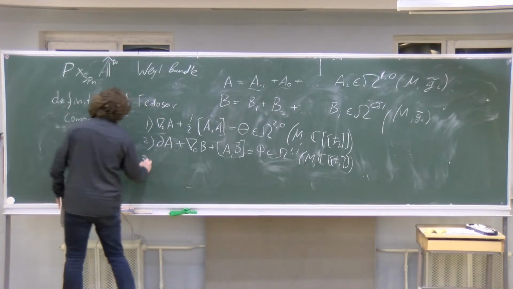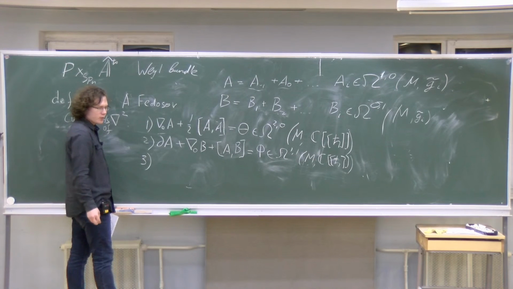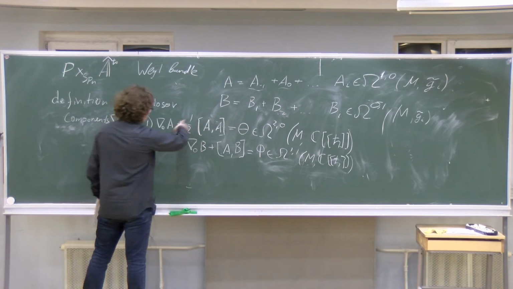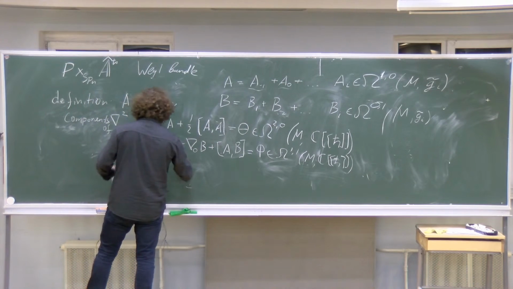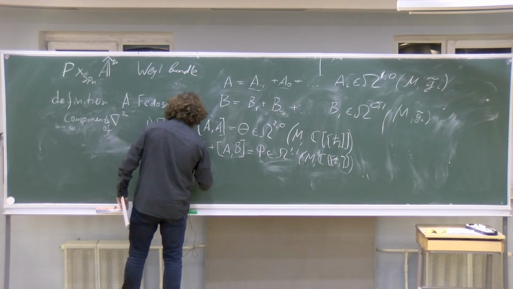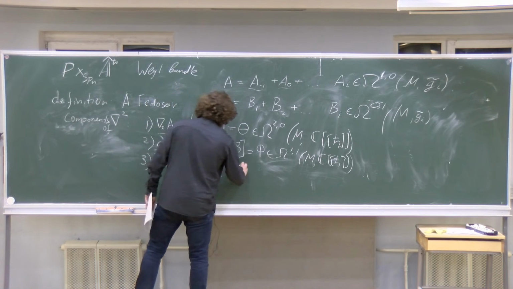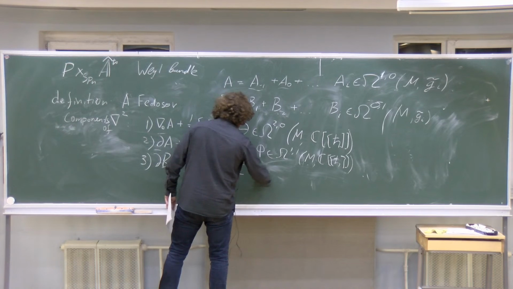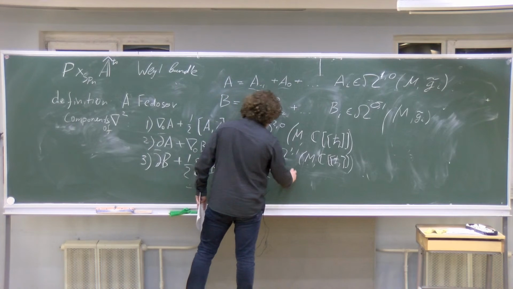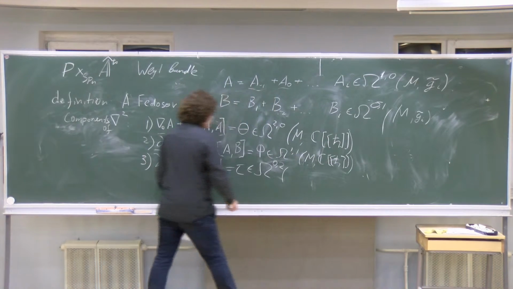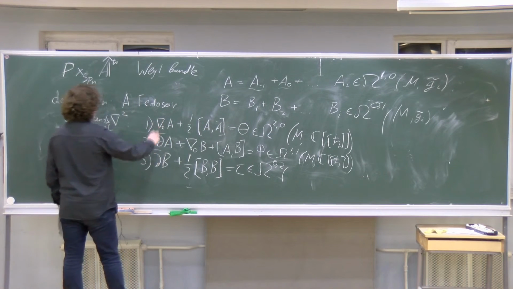And the last one, which later will turn out to be determined by this one, is d bar B plus half of this commutator, and this one will be denoted by tau, from omega 0-2 forms with coefficients like this. So we also have the Bianchi identity.